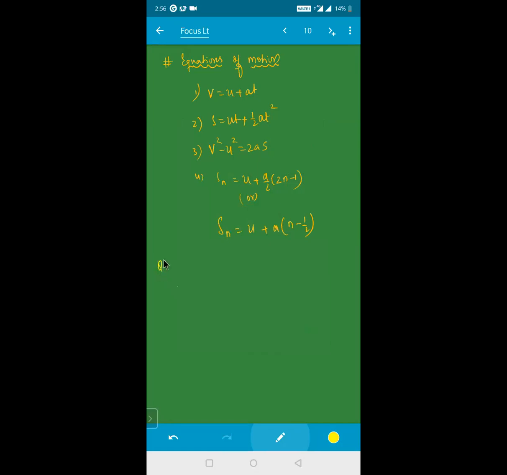In this, what is remaining constant? Acceleration is constant. Whenever acceleration is constant, I can directly use the kinematic equations. These are the four kinematic equations which you should be able to remember. So here is the first question on this.